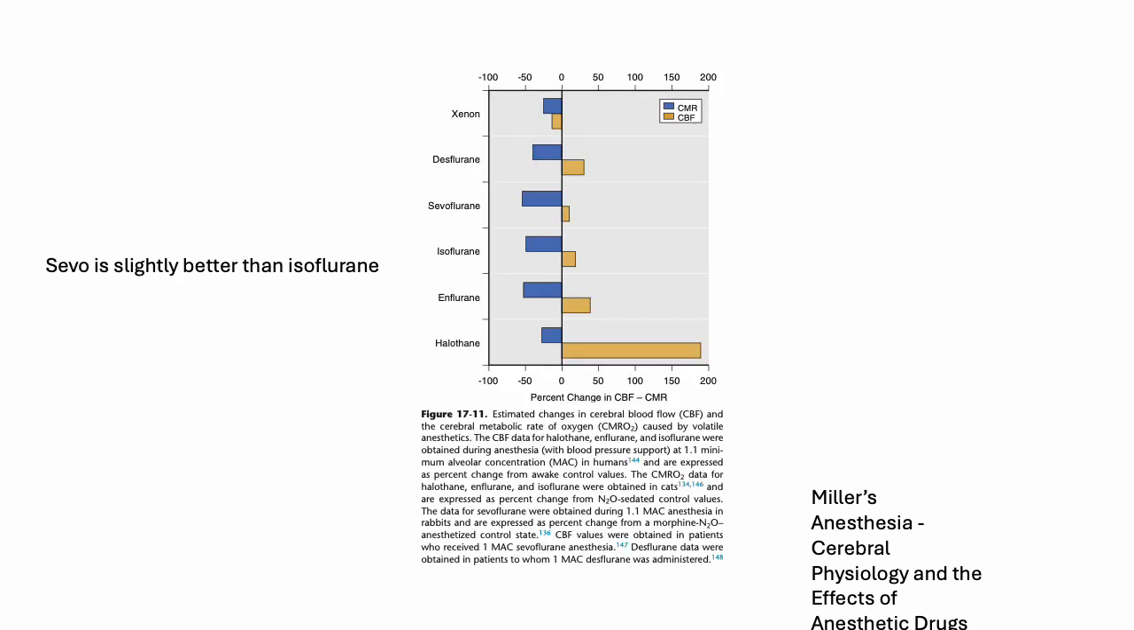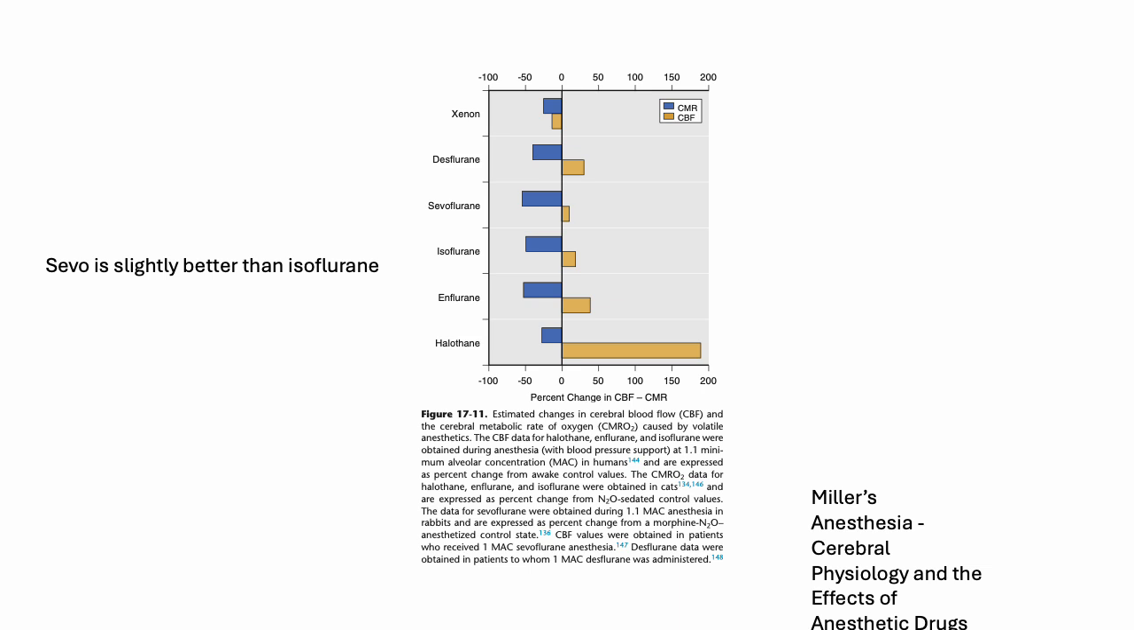Okay. So among inhalants, halothane is the worst. The yellow bar is the cerebral blood flow. The blue bar is the metabolic rate. You can see with anesthetics, the metabolic rate is going to drop. The cerebral blood flow from halothane, which we don't use anymore, increased a lot. Despite the decreased metabolic rate, the vasodilation is bad. So don't use halothane. You can't, even if you want to nowadays.